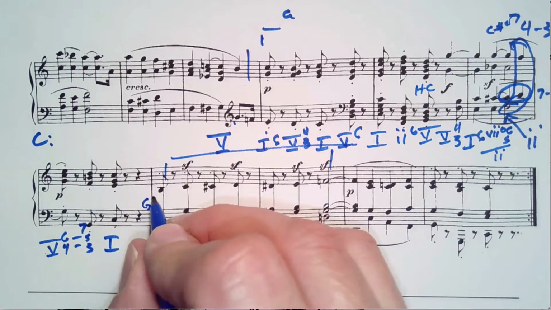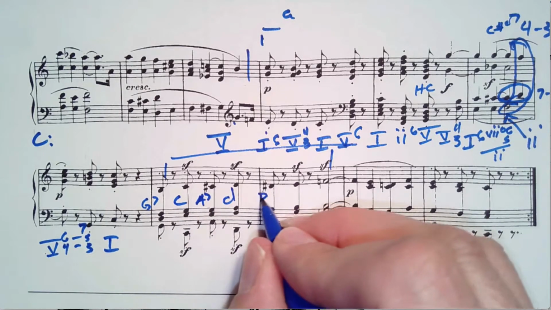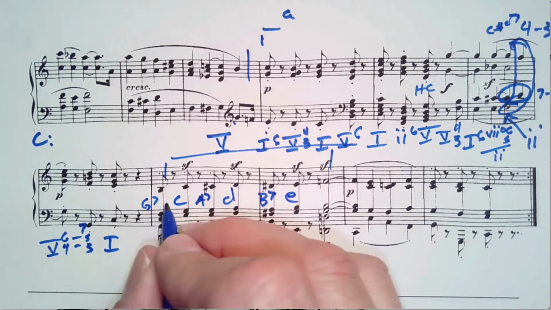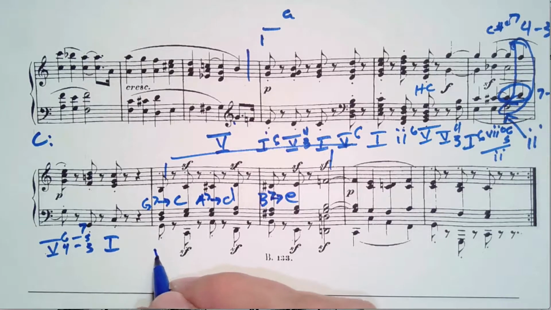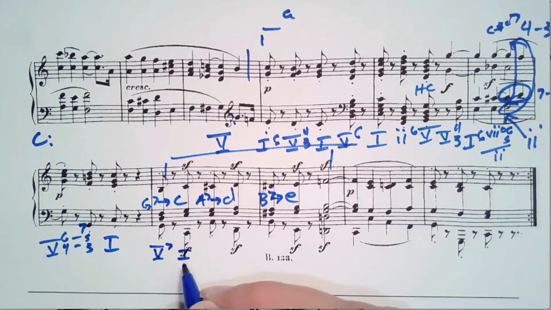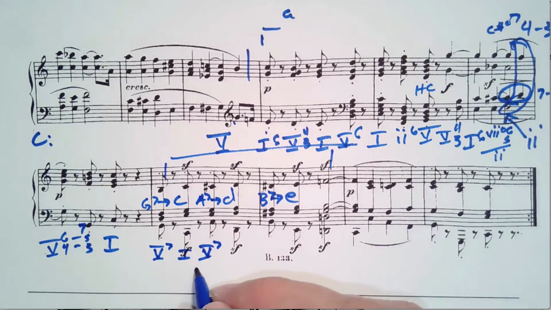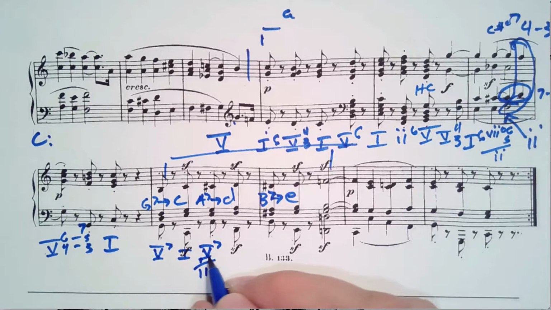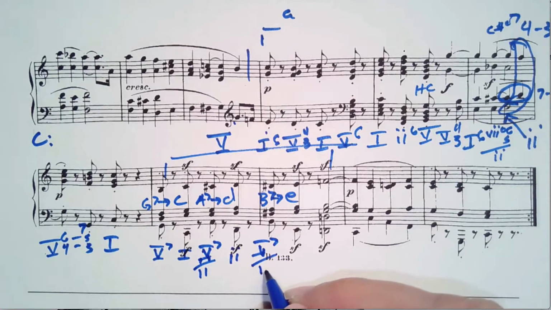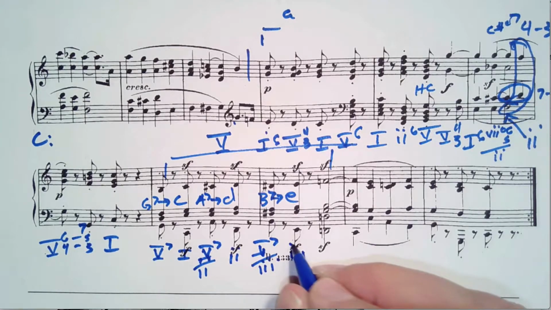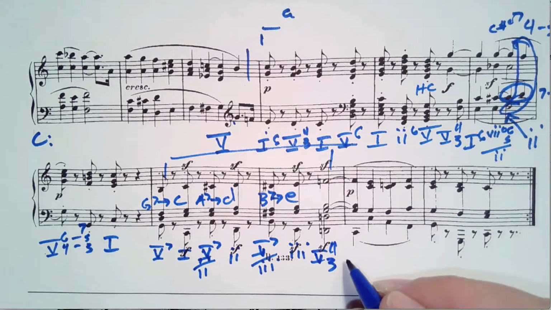And here we get G7 to C, A7 to D minor, B7 to E minor. These are all little 5-1s. So here we've got 5-7 to 1. Here we've got 5-7 of 2 to 2, 5-7 of 3 to 3, and then here 5-4-3.